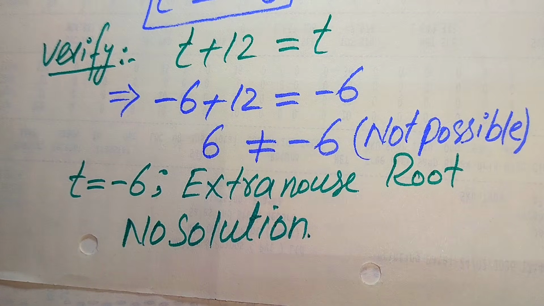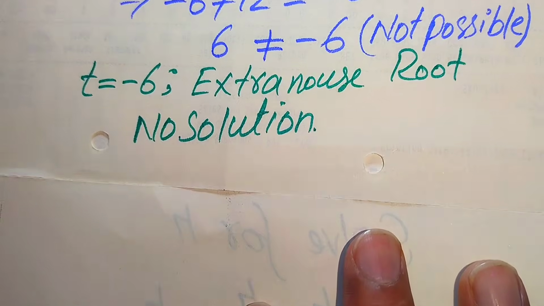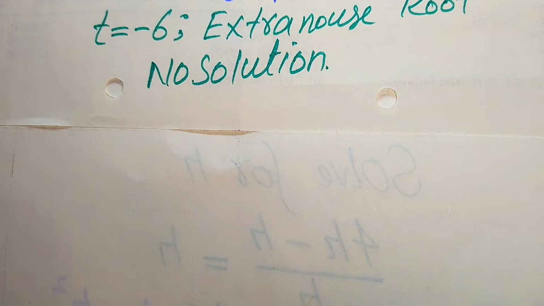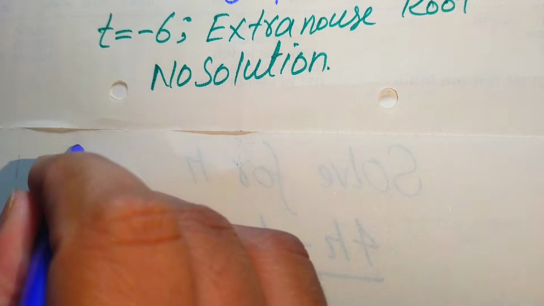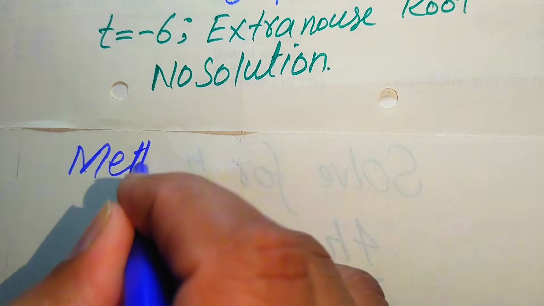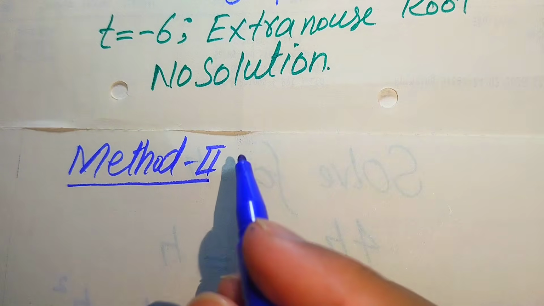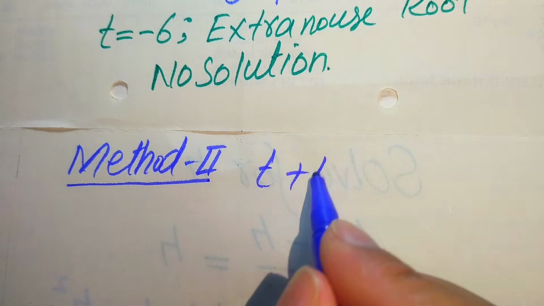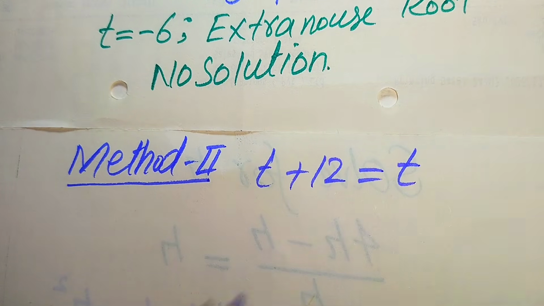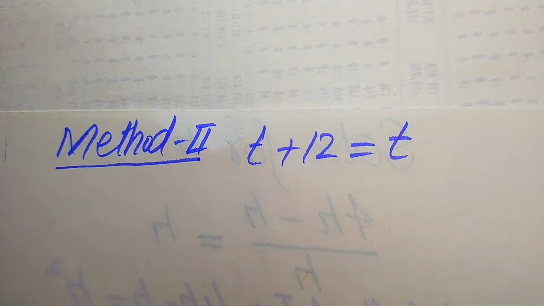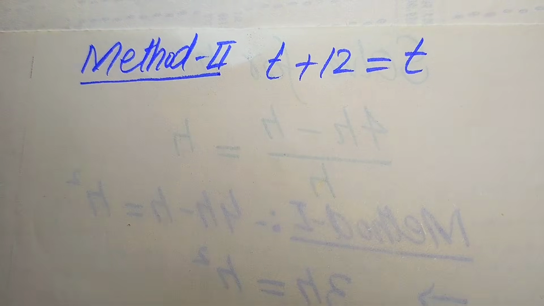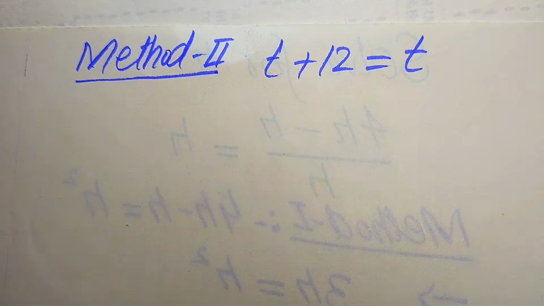So this is our final answer which we get here from the first method, and now we again solve this problem by a second method. For the second method we just need to copy down the given question statement. Here it is: t plus 12 is equal to t. So this is our given question statement, and here we use another technique to find the values of t, so that our second method is a very quick method, where we straightforwardly get the values of t.